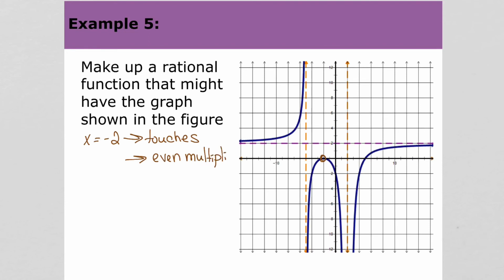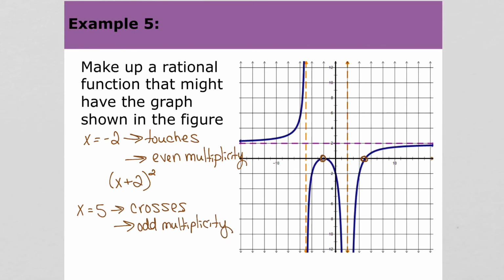So that means our factor, if x equals negative 2, would be x plus 2. And since it has an even multiplicity, I'm just going to use 2 as the exponent. You could use 4, 6, 8, whatever. I'm just going to use 2. The next intercept is at 5. Here we cross, which means that there is an odd multiplicity. So the factor would be x minus 5. And the exponent, I'm just going to use 1.